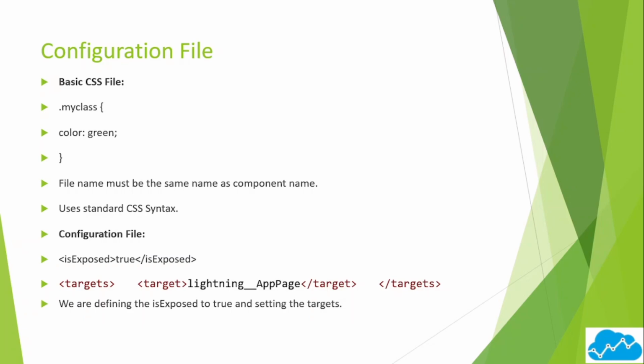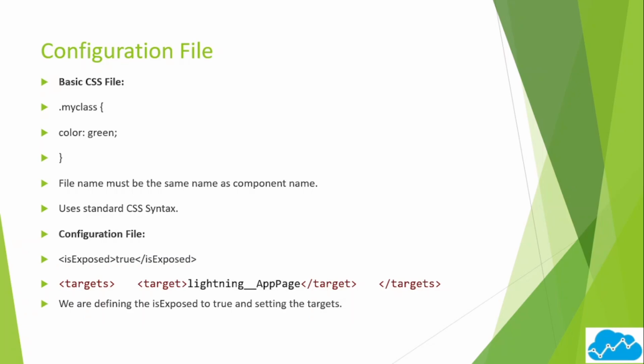Configuration file or meta XML file. In this file we have to make isExposed equal to true, and also we have to set the targets. In the targets we have to set the place where we want to display our component. So here I am taking the Lightning app page that I had created previously.